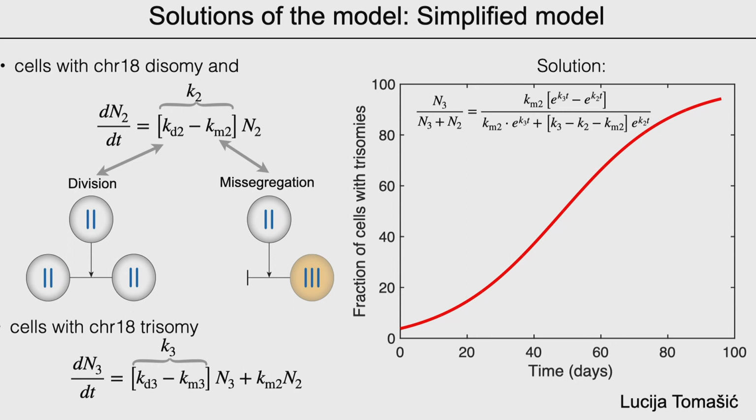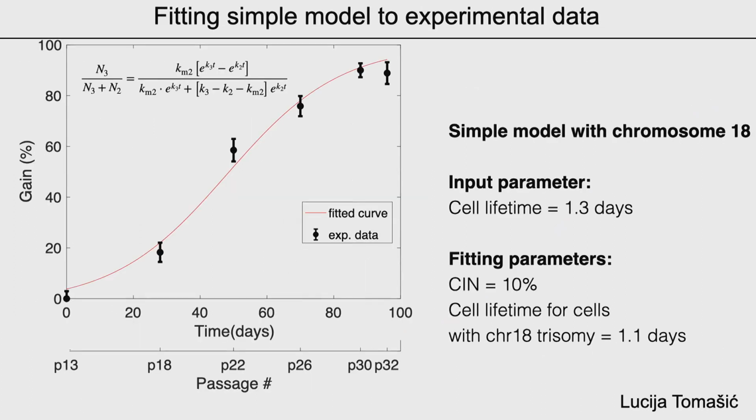version of the model, where all these karyotypes I'm not showing. I'm showing only 2 types of karyotypes, one with 2 copies of a certain chromosome and 3 copies of a certain chromosome. And this is the rate equation that describes what happens with these copy numbers. The nice part of this model is that we can actually calculate this analytically. This is the analytical solution, and this analytical solution can also be fitted to the experimental data.